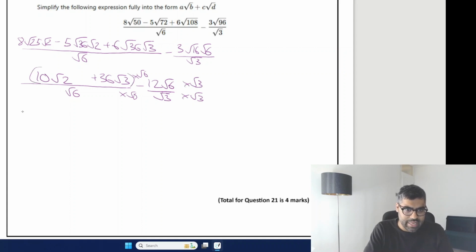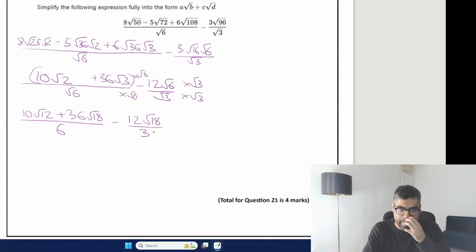So you're going to have 10 root 12 plus 36 root 18 over 6. Then we're going to have minus 12 root 18 over 3. Normally I'd start simplifying things down, but I want to get us to a point where we can combine all our surds together. Let's actually work to the right hand side now.